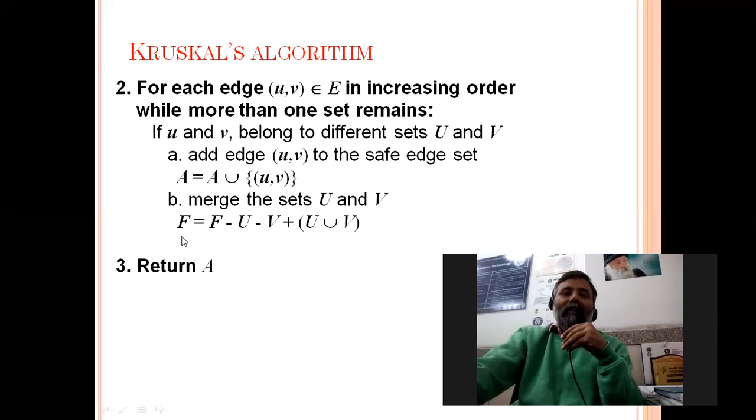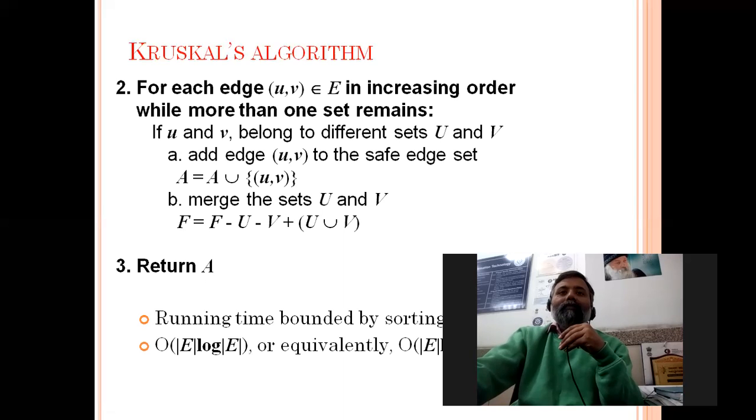So that is, you can say F is equal to F minus U and minus V. That is, U and V will not exist now, and we will add a new set, that is U union V. And whenever we get a single set, then this loop will be terminated, and whatever edges we have in this edge set capital A will form a minimum spanning tree. So this is the basic idea of Kruskal's algorithm.